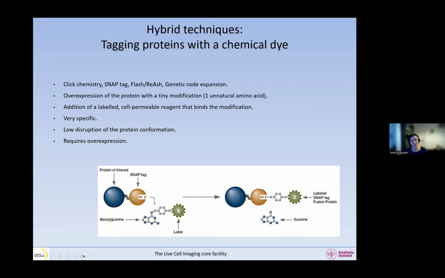So this is extremely specific, because you only label the protein that you overexpress, and it has a low disruption of the protein conformation, so it's very good, but it anyway requires overexpression of the protein. So click chemistry, SnapTags are very useful, and you can do this in live cells as well.